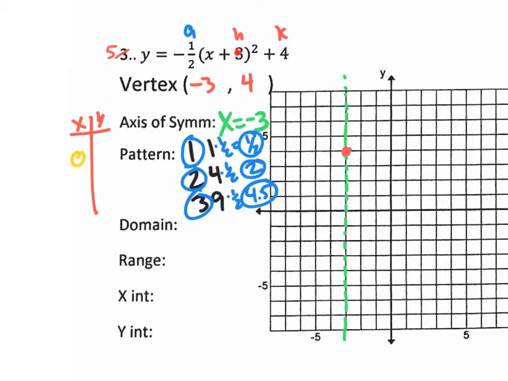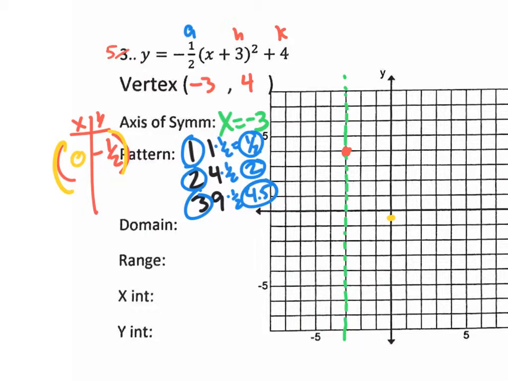0 plus 3 is 3. 3 squared is 9. 9 times negative half. What's half of 9? It's 4.5, but with the negative in front, it's negative 4.5. And then negative 4.5 plus 4 is negative 0.5, or negative 1 half. So the coordinate 0, negative 1 half is an actual coordinate on this graph. So if we go 0 on the x, and then negative halfway down, that will be that coordinate. Right there, halfway down. That's this coordinate that I found by doing inputs and outputs.